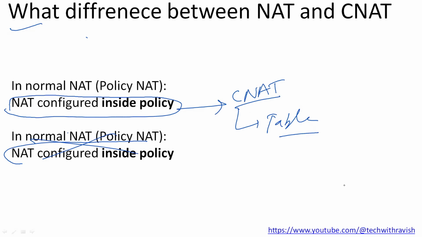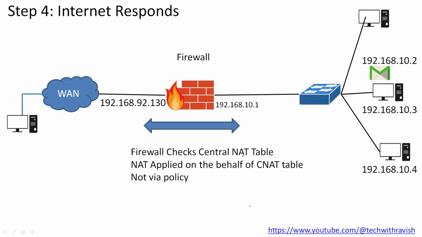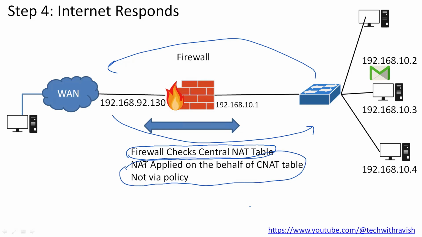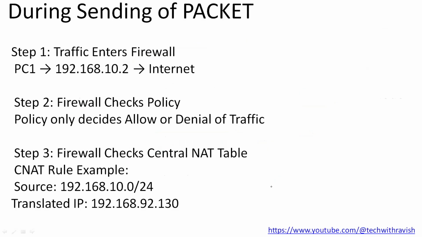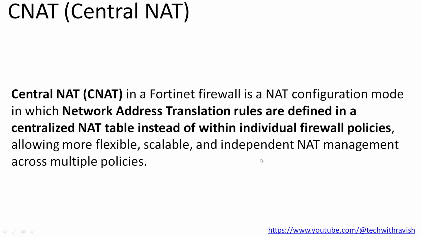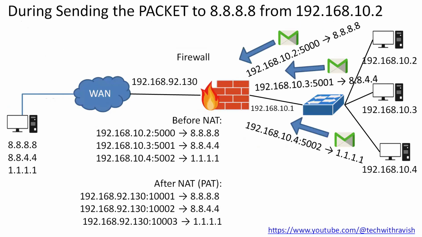Okay, now let's move further. This is how central NAT works. When the traffic is forwarded from inside to outside or outside to inside, the firewall checks the central NAT table, not the policy table. NAT is applied on behalf of the central NAT table, not via the policy. So we have a separate option for the NAT over here. Okay, so this is how network address translation works in case of a firewall.